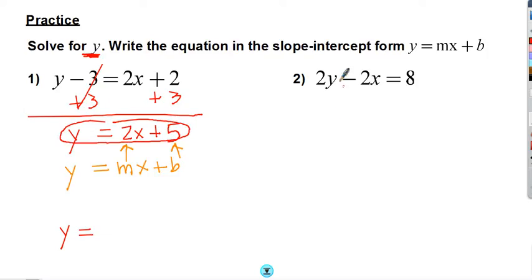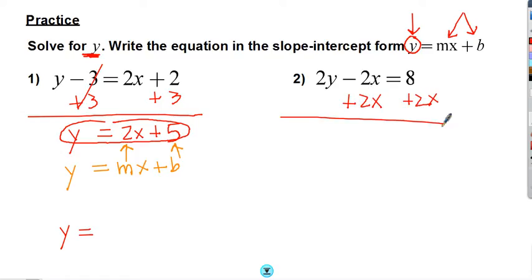And the next one. If you have 2y minus 2x equals 8, in this one, you would want to solve for y, and on the left side you have 2y and minus 2x. So we need to get rid of something first, and you want to get rid of that 2x and move it to the right side, because if you look at it, you have y by itself on the left side, and on the right side you have both x and b. So if you have x and y on the left side, we need to move that x to the right side. And we're going to do that by adding 2x to both sides.